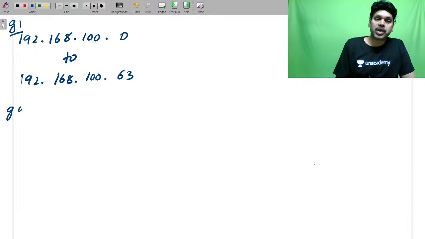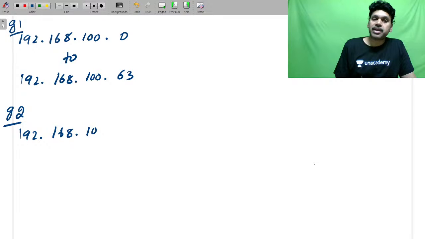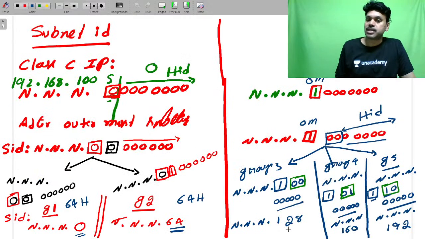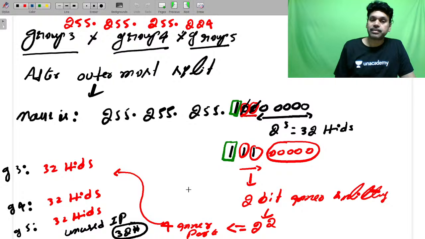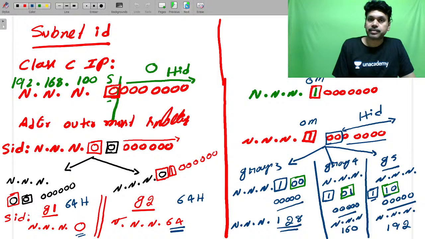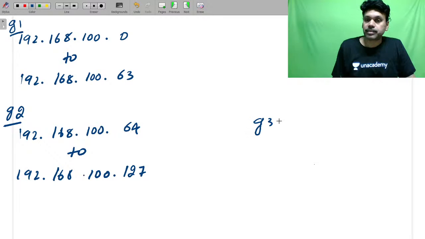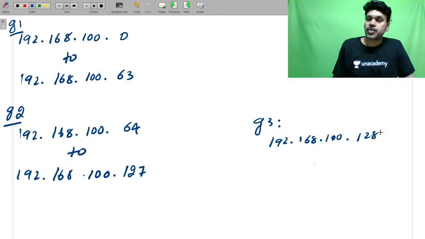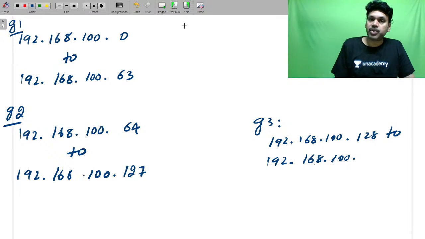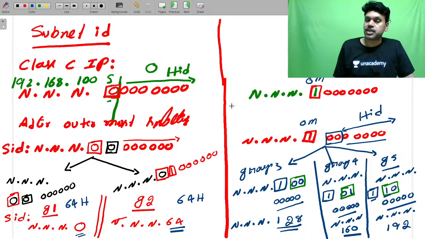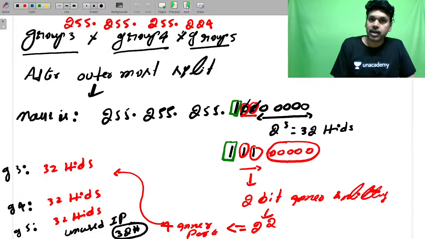What is group 2? 192.168.100.64 to 192.168.100, before the next subnet number, that is 127. And group 3. So 192, 168, 100.128 to how many? 192, 168, 100, before the number of your next subnet. Your next subnet is 160. So 159.